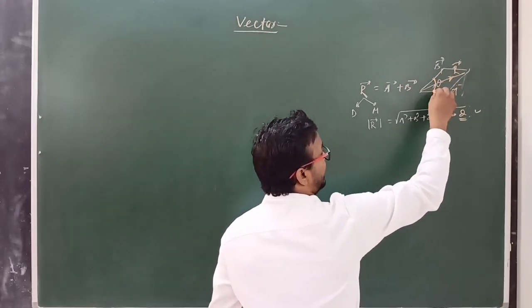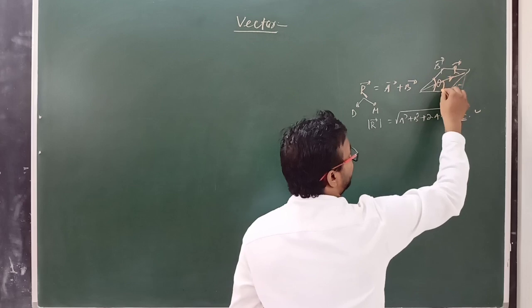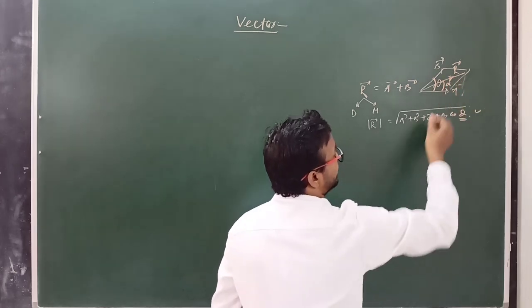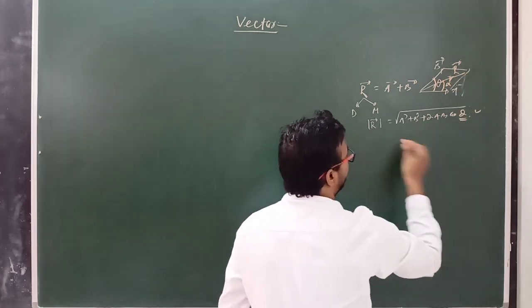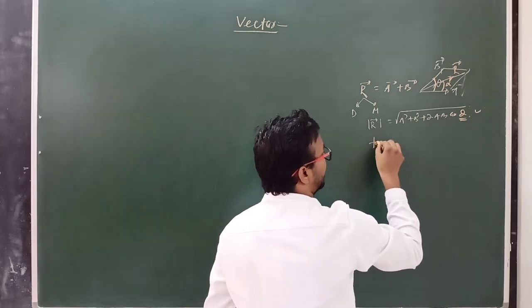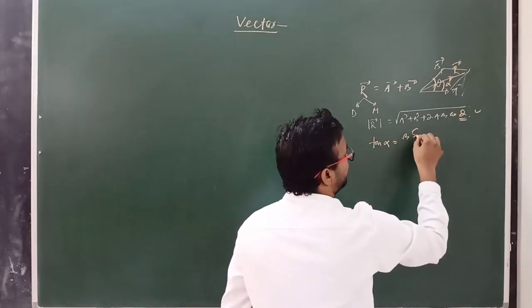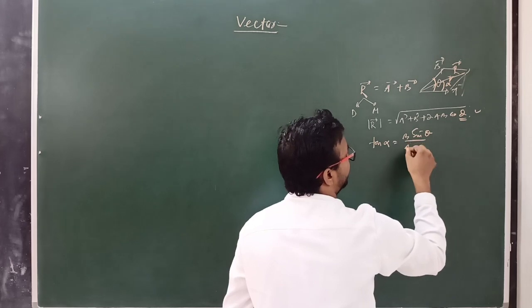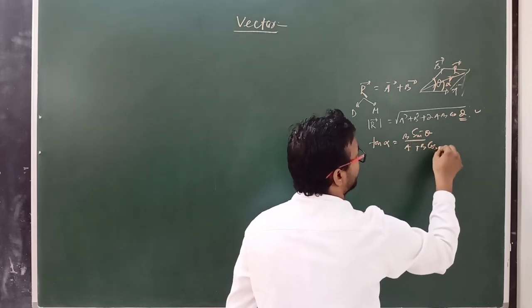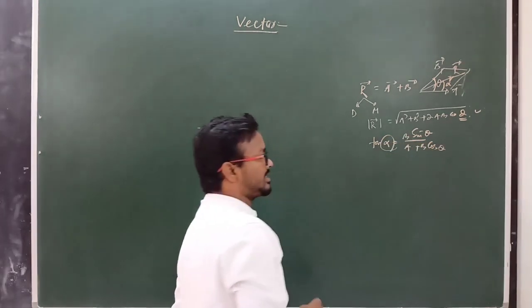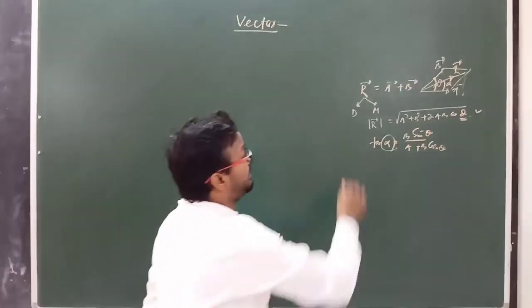This angle is theta, the angle between the two vectors, but this angle is alpha, which shows the direction of the resultant from vector A. So here we already discussed that tan alpha equals B sin theta divided by A plus B cos theta, where alpha gives the direction of the resultant vector. This is for two vectors.